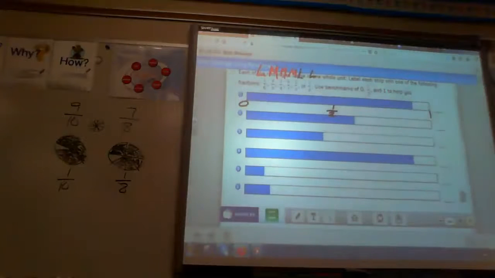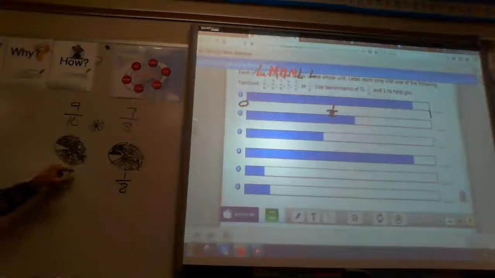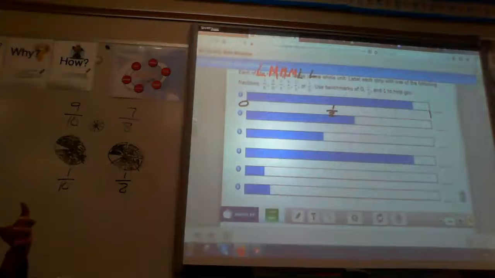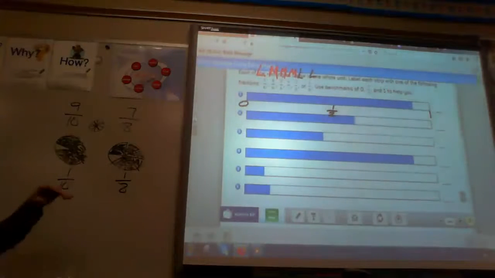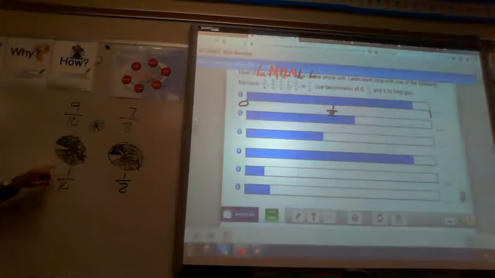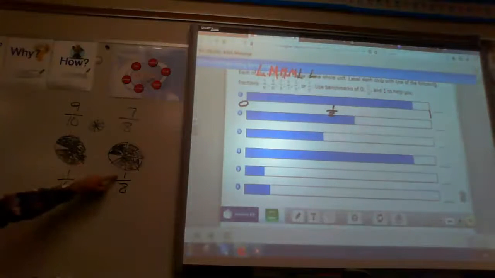Which piece is bigger, the tenths or the eighths? The eighths are bigger because the more pieces that I cut, the smaller the pieces get. The less pieces you have, the bigger the pieces are. So this is missing 1 piece. This is missing 1 piece. Which one is missing a smaller piece?